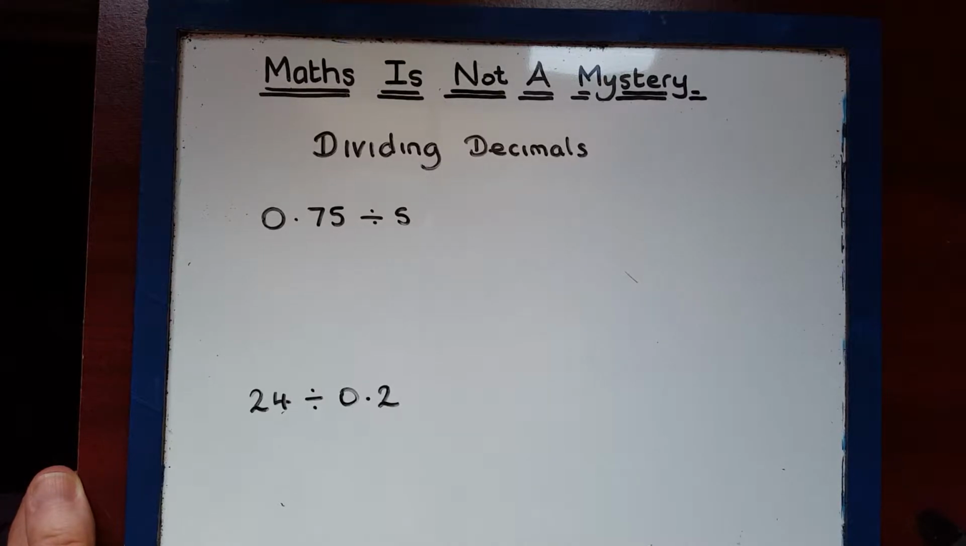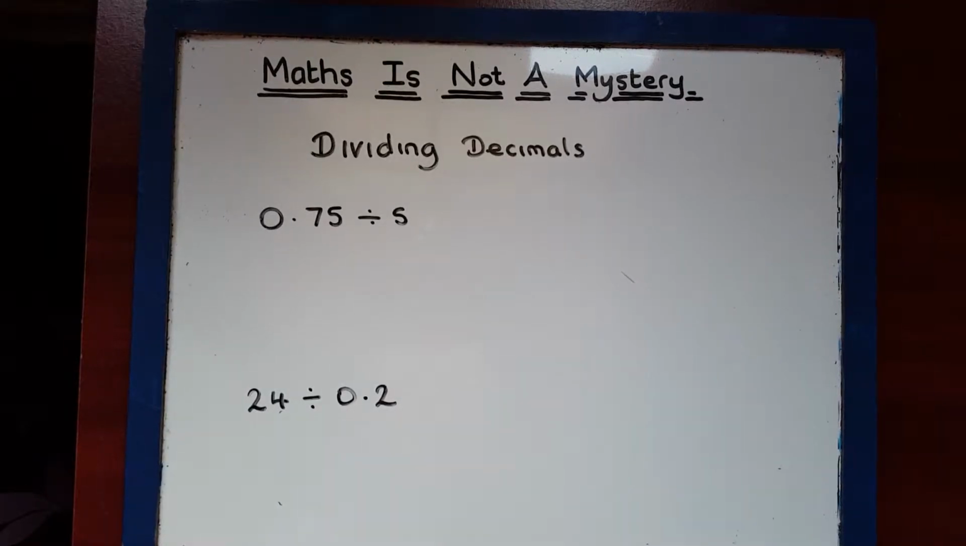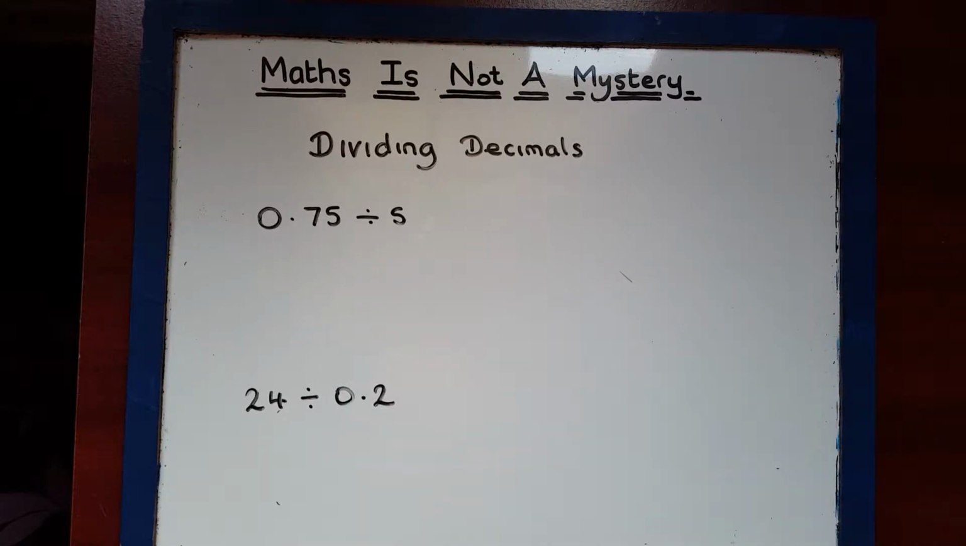Today we're going to look at how to divide decimals. We're going to start with the easiest version of dividing decimals, which is dividing a decimal by a whole number. So there you've got 0.75 divided by 5.